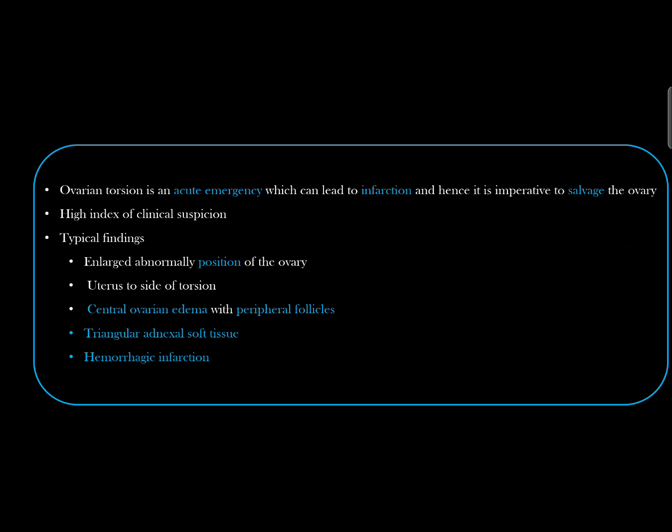The typical findings that can be seen across all the modalities are an enlarged, abnormally positioned ovary relative to the opposite ovary, or relative to the uterus. It tends to come towards the midline, mostly lying anterior or posterior to the uterus. The uterus tends to move to the side of the torsion. Classically, the ovary gets engorged, tends to have ovarian edema, with the follicles seen in the periphery of the enlarged ovary. In cross-sectional imaging, we should look out for the evidence of triangular adnexal soft tissue, which is the engorged pedicle, and also look out for the evidence of hemorrhagic infarction.